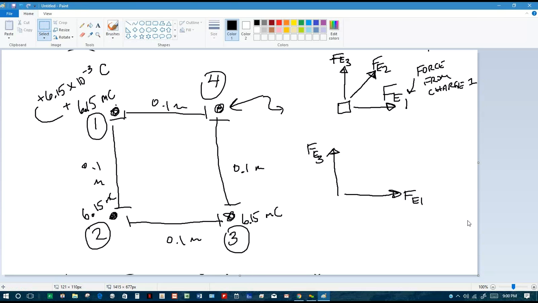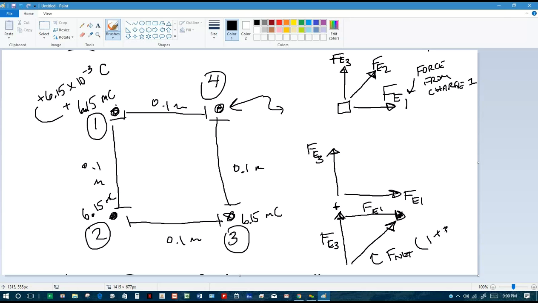So how can we add these two together? It's called the head-to-tail method for vector addition. So you put the head and tail of these two vectors together. This is Fe3, and this one is Fe1. And the net force of just those two is this right here. It's called the resultant. So this is the force from just 1 and 3, because we have ignored charge 2 for the time being, right? Yep.